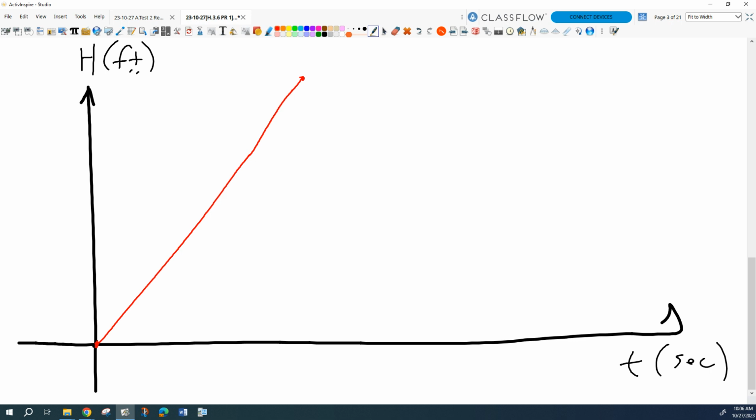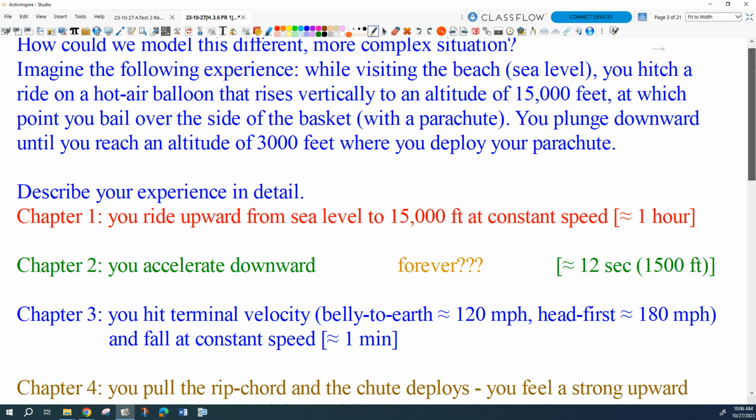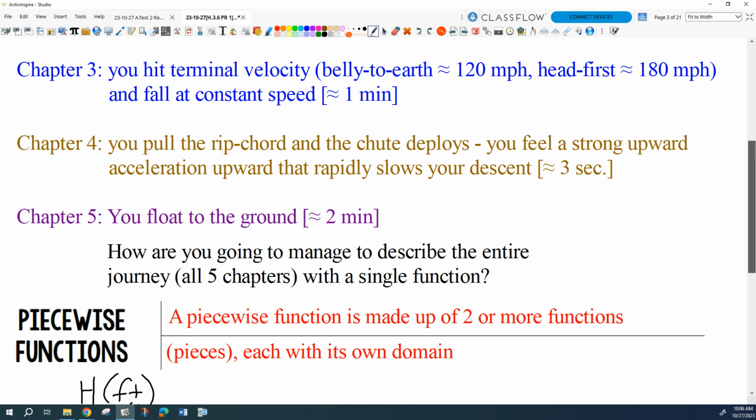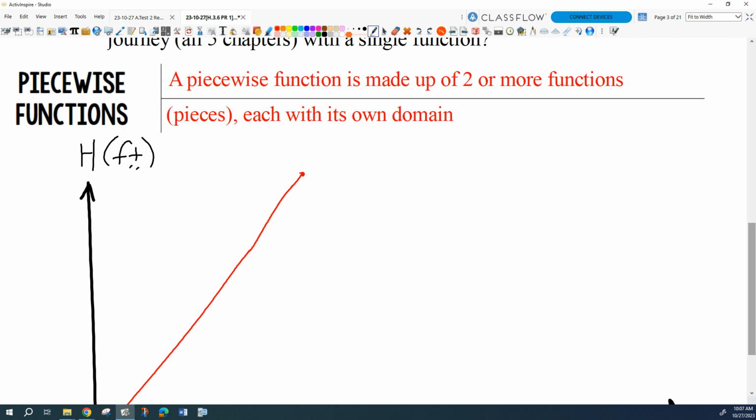And then what did I do? Well, let's see, then I bailed out, right? So I accelerate downward for a very short period of time. What do you think that's going to look like? Okay, yeah, it's going to be close to straight down, isn't it? We're going to do something like, oops, I need green. Something like that. I'm picking up speed. It's getting steeper and steeper, right? The slope of this thing.